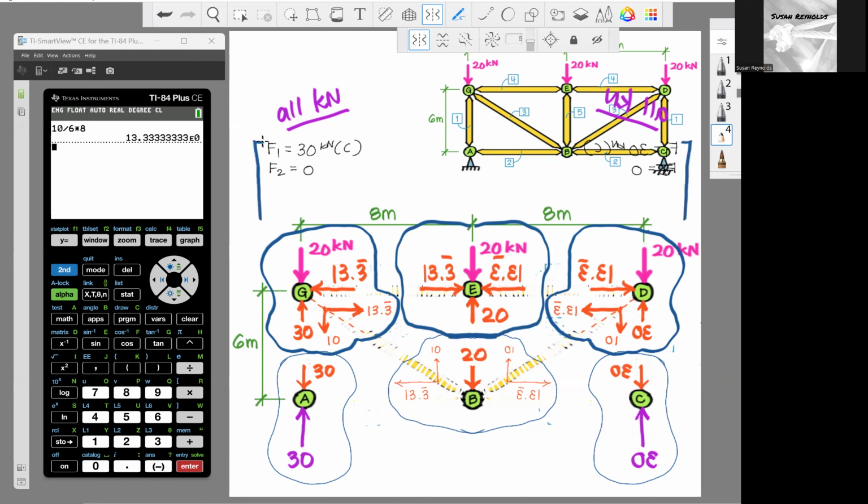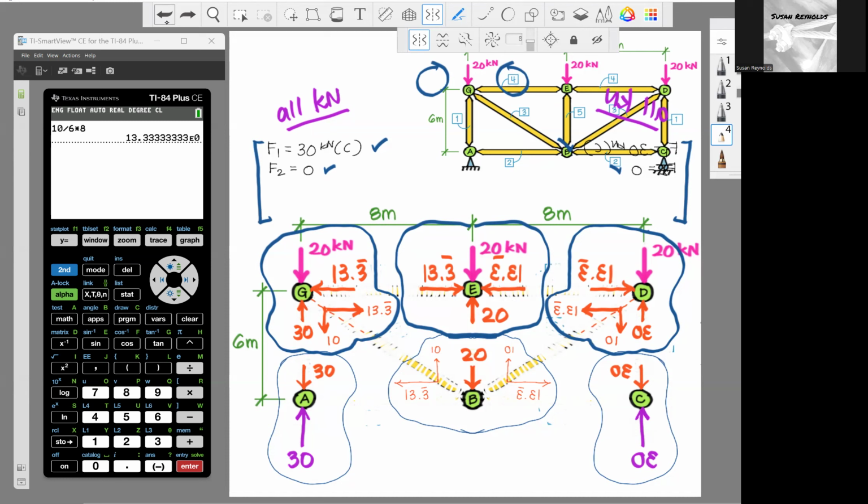So in terms of your final answer, you would say F1 is 30 kilonewtons of compression, F2 is equal to 0, F4 is equal to 13.3 bar kilonewtons of compression. That's a push.